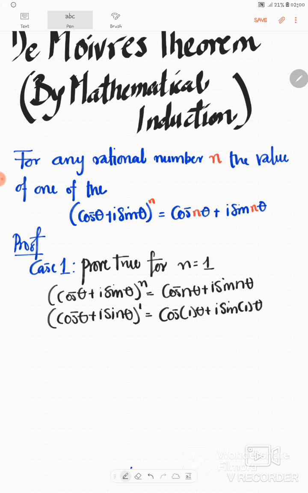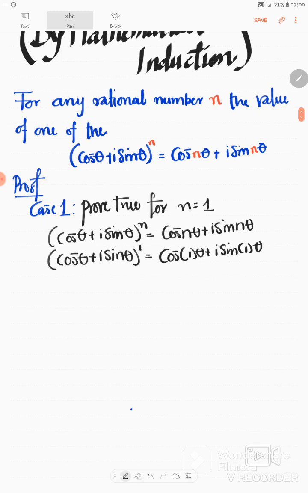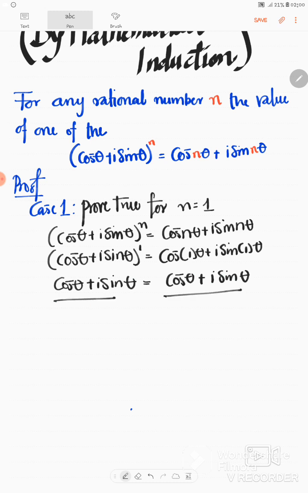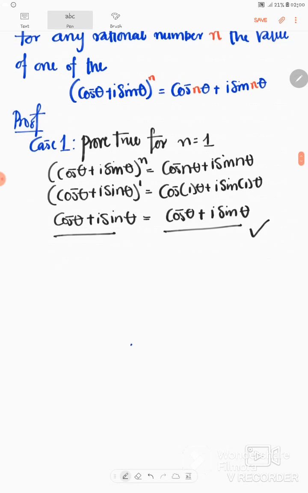Writing our answer, we are going to have cos theta plus i sin theta equals cos theta plus i sin theta. That is, here is equal to this. Therefore it is true for n equals 1. We have proved it. Now let's go to case 2.